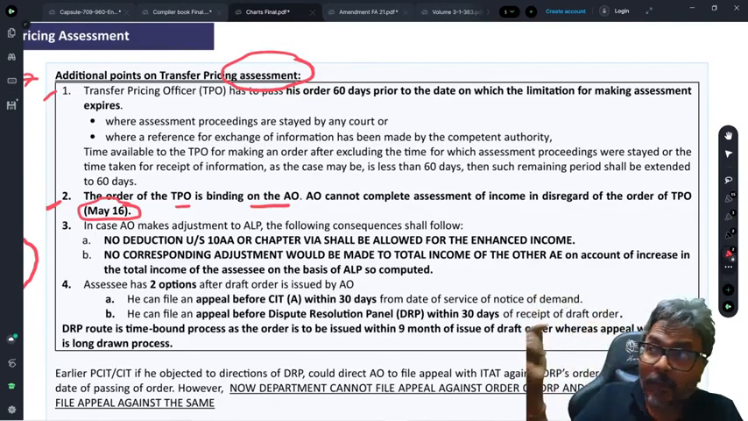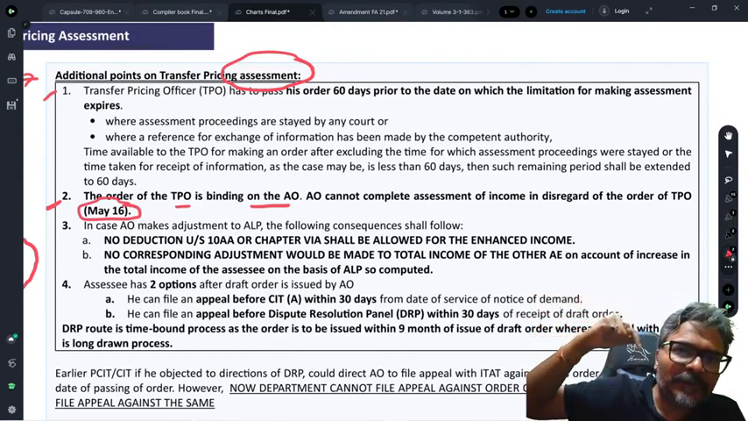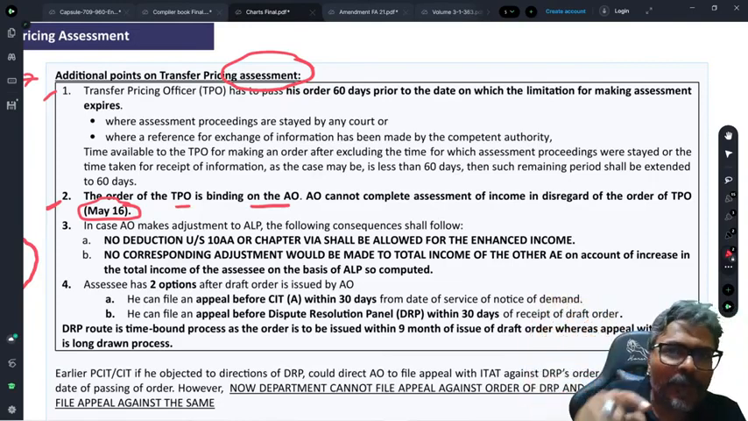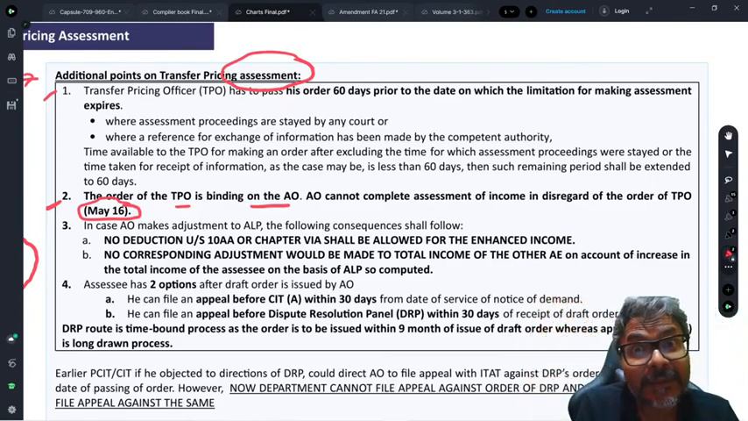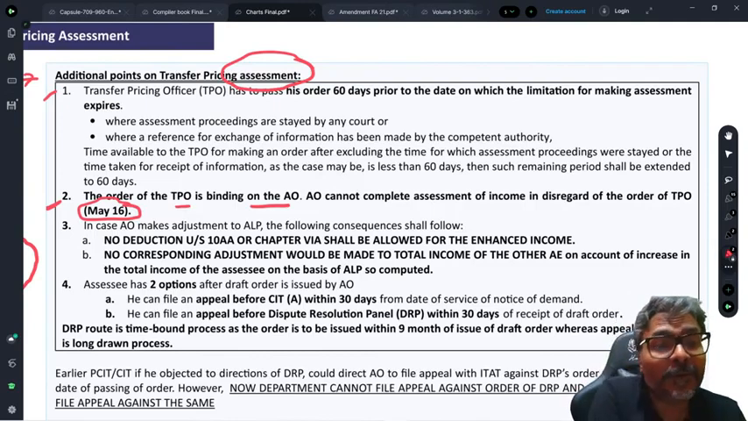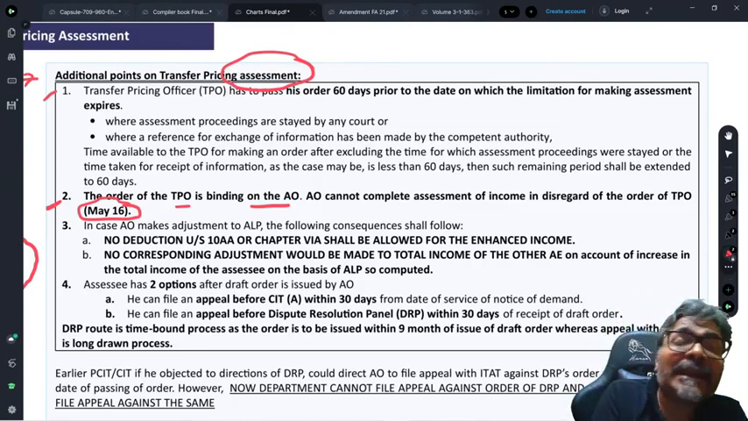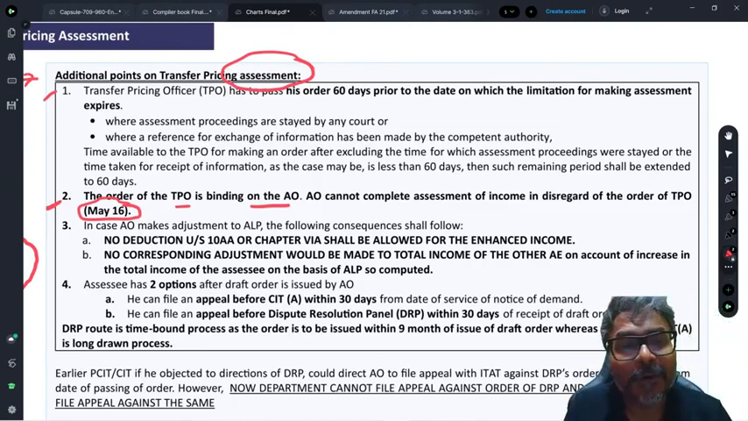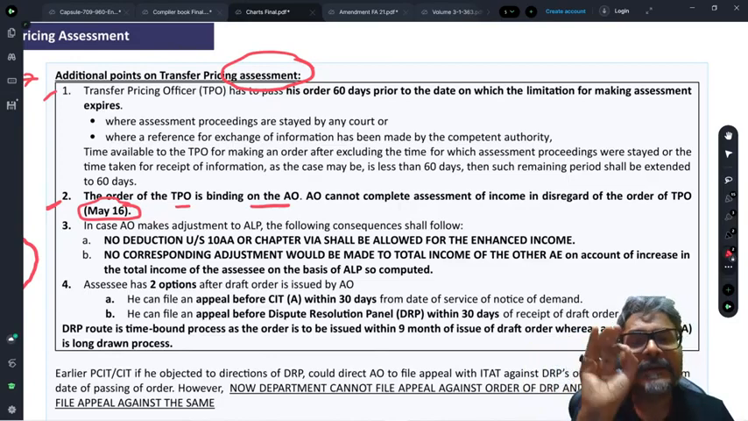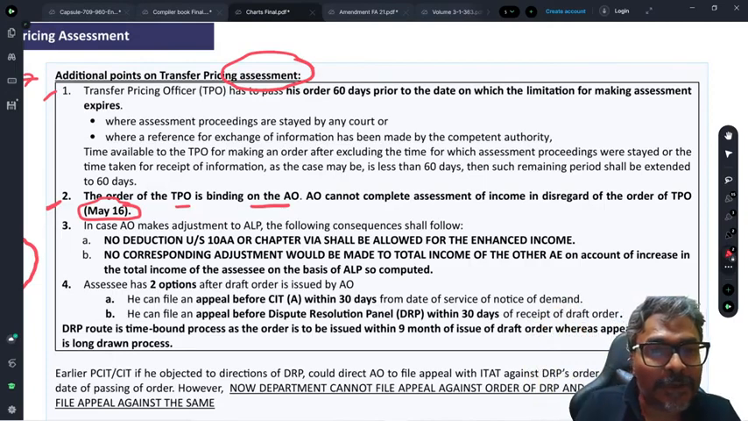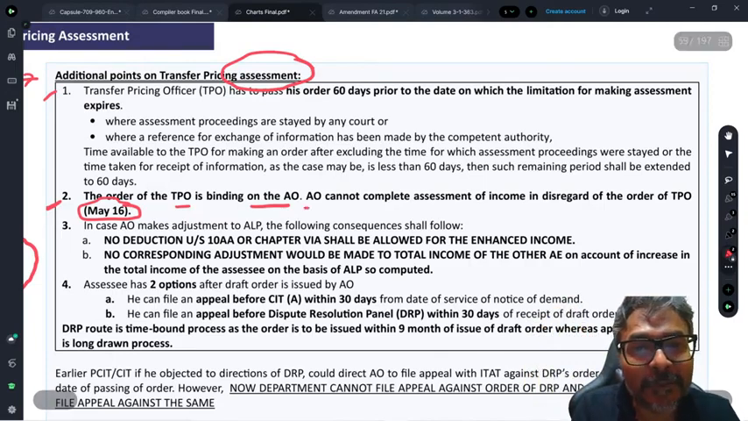Now, please be careful. Once the transfer pricing officer gives its report, or once the valuation officer gives its report, the question arises: can the AO deviate from this particular order? To that, the answer is no. The assessing officer, students, in this particular case cannot deviate from this order. Meaning thereby, such an order is binding on the assessing officer.